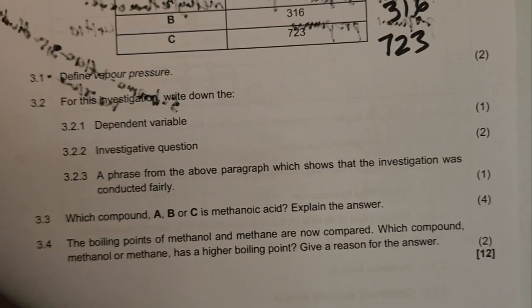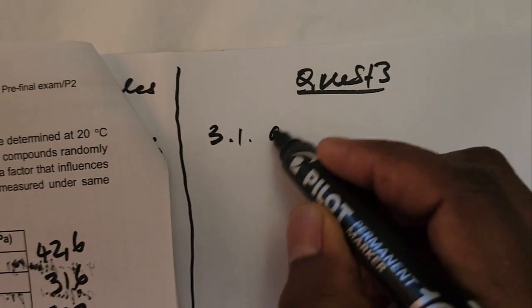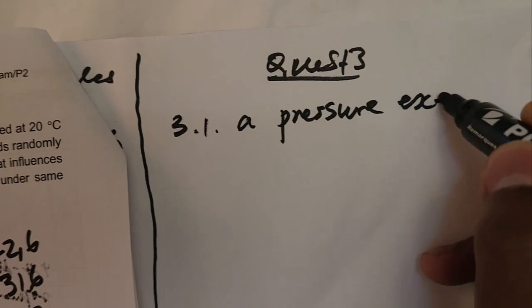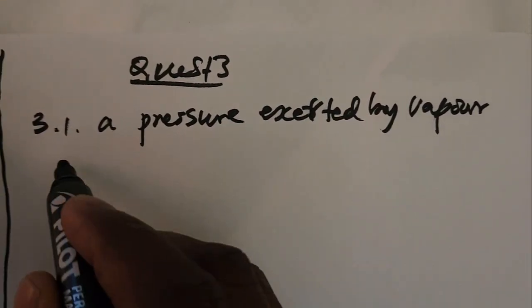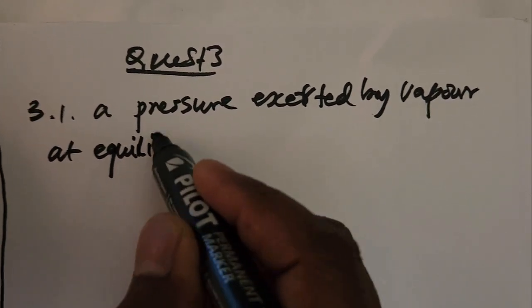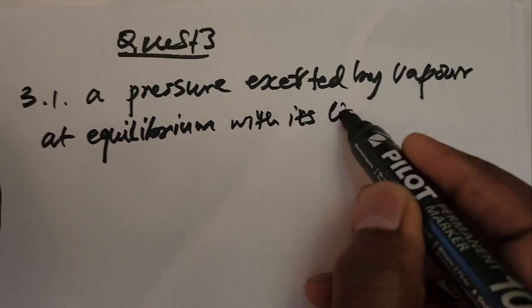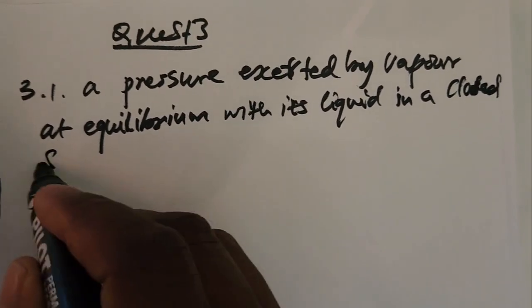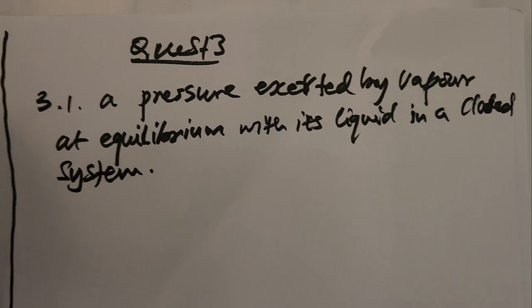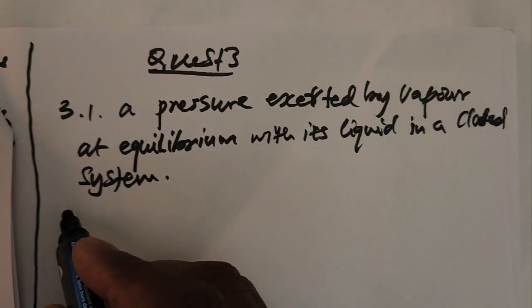In this case, the vapor pressure will be a pressure exerted by vapor at equilibrium with its liquid in a closed container. Very important, the container must be a closed system in this case. So pressure exerted by vapor, that will be the keyword, at equilibrium with its liquid, and closed system. So all the three keywords must be there.